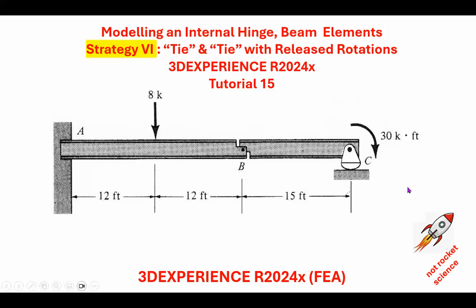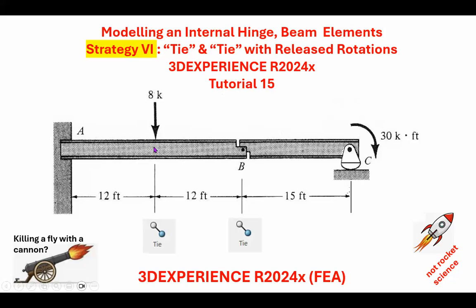What I want to do now in the final episode of this problem is to have a tie connection, except that when you tie these, for this one, you have to release the rotational degrees of freedom, because this being a hinge means that the rotation here does not translate to the rotation there. Moment does not transfer. That's why I call this killing a fly with a cannon, because it all goes back to tutorial 10, which didn't involve any connections, except for, of course, the connector for the hinge.